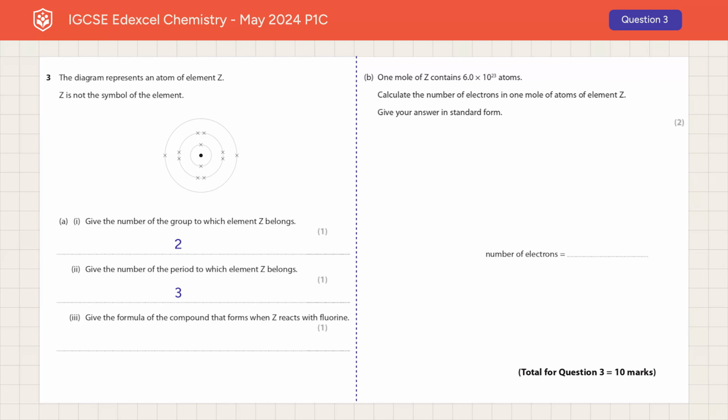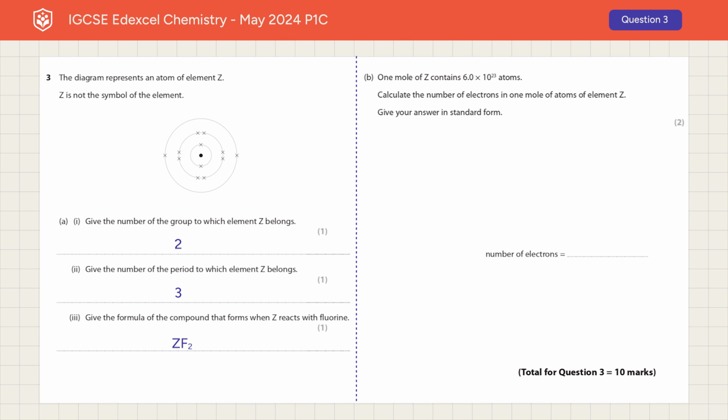Now part 3 wants you to give the formula of the compound that forms when Z reacts with fluorine. How do we do this? To find the formula of its compound with fluorine, use ionic crossover with your valencies. Therefore, that would give you ZF2.